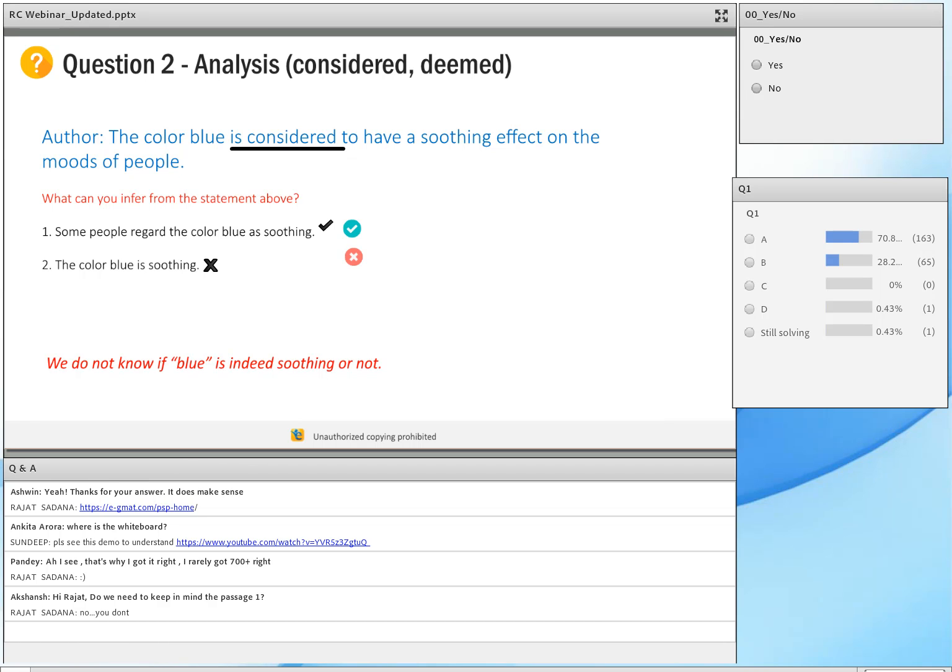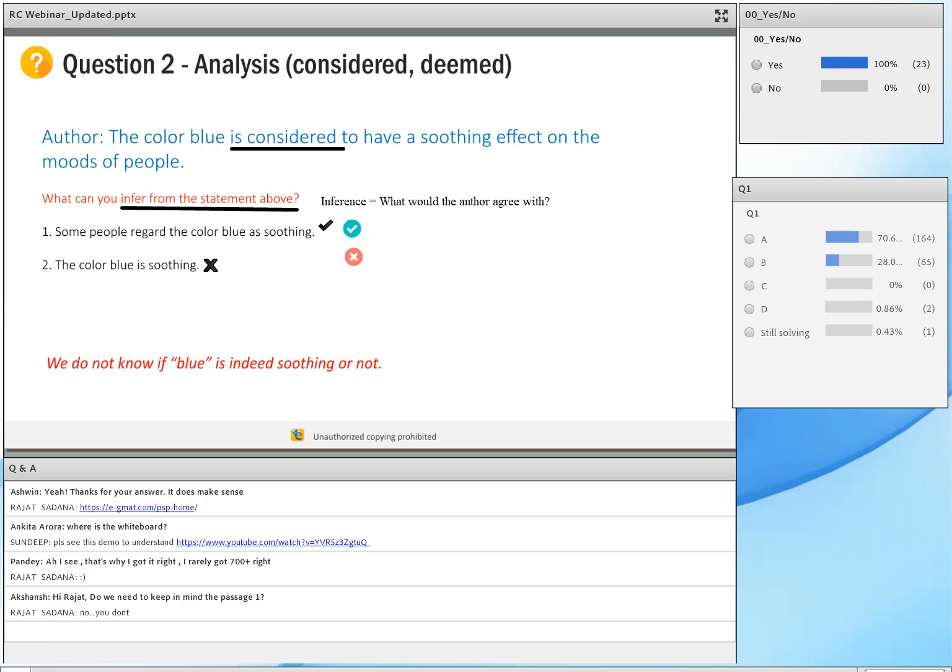The reason why I want you to understand this is because in GMAT RC, the inference is always from the point of view of the author, not from someone else's point of view, which is what this paragraph plays on. When you ask what you can infer from the statement above, it means what would the author agree with. So inference is always what would the author agree with. That's really important for you to understand.